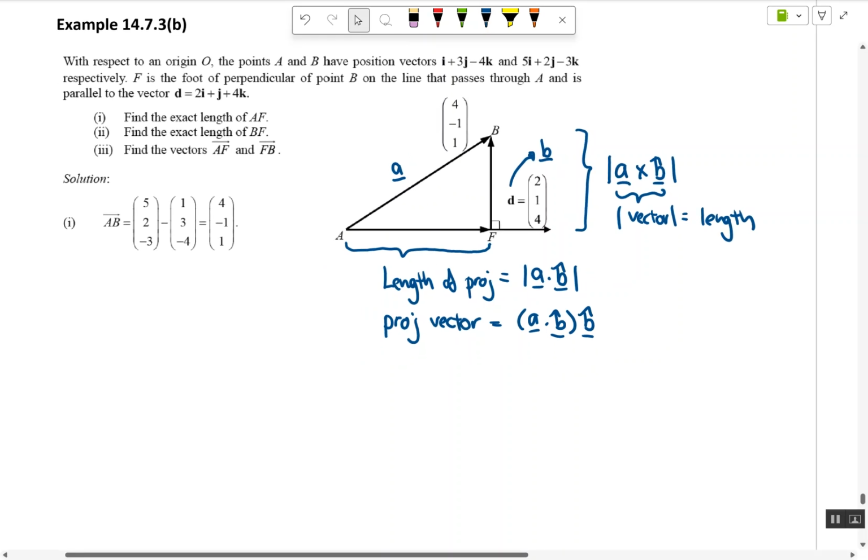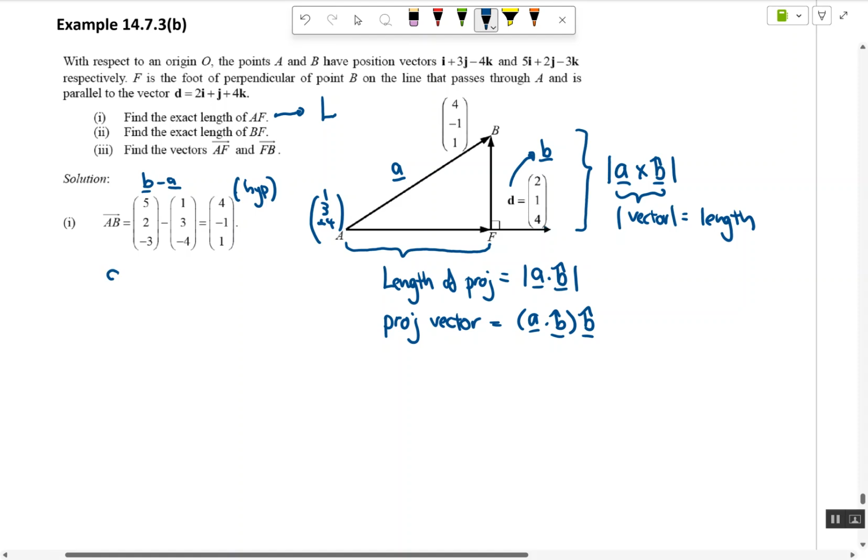Now, the information has already been given to you. Be careful over here, A is 1, 3, negative 4, and this will be AB. So first, we always need to find the vector of AB. The vector AB is equal to B minus A, and that will be equal to this. So this guy is kind of like your hypotenuse. Make sure you remember that this is my hypotenuse. You don't have F, so that's why we want to find the exact length of AF, which means we are looking for the length of projection.